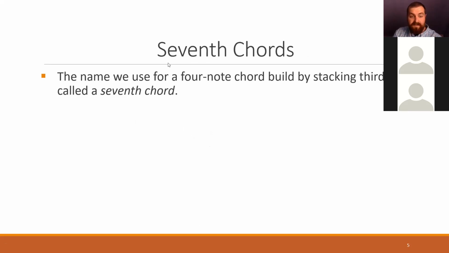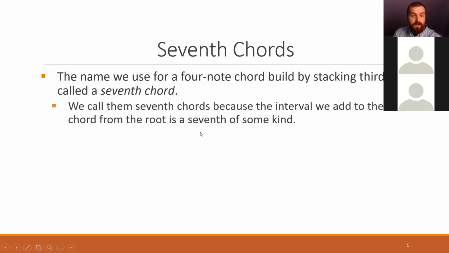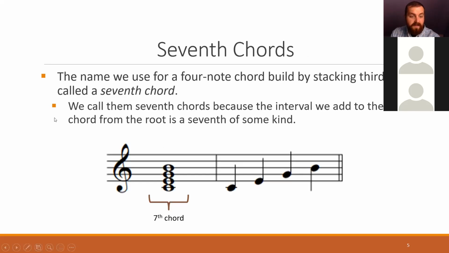So 7th chords. The name we use for a 4-note chord built by stacking thirds is called a 7th chord. Why is it called a 7th chord? We call them 7th chords because the interval we add to the chord from the root is a 7th of some kind. So we have root, 3rd, 5th, and now 7th. And that looks a little bit like this.